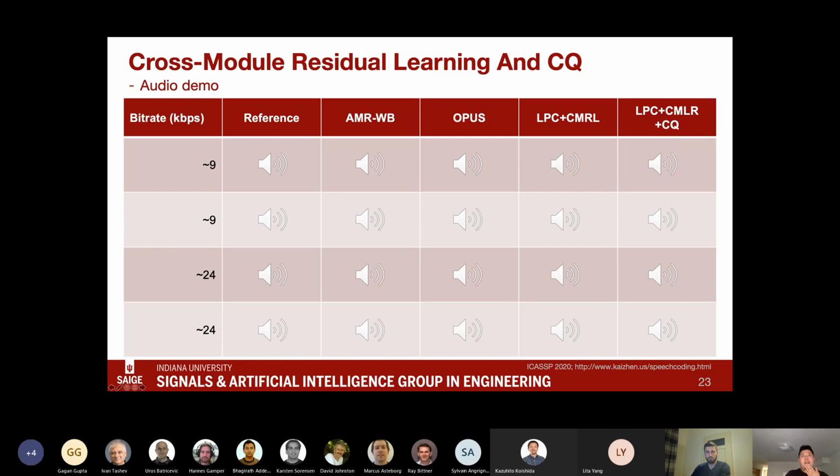I guess the reason why the listeners are in favor of our model is because the decoded sample from Opus sounds a little bit muffled, because the energy at high frequencies is kind of lost. But at 24 kbps, I guess they all perform very well, and I don't think we could tell the difference without a good headset. Let's see.